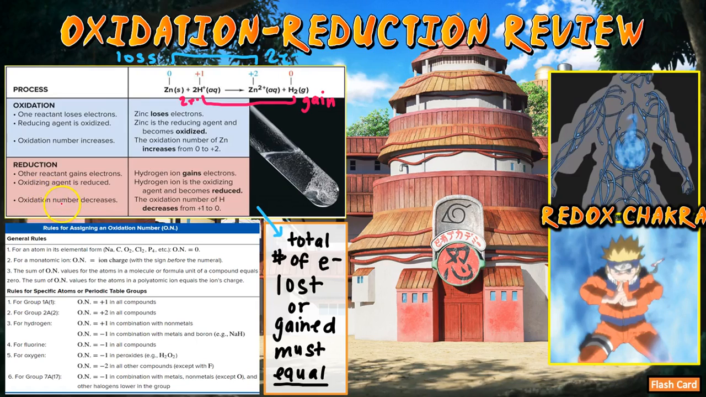And so the oxidizing agent is going to take those electrons. And so the oxidizing agent is therefore reduced. All right, folks? And then, of course, vice versa. The reducing agent is going to give electrons to the substance being reduced. And so the reducing agent is therefore oxidized, folks.